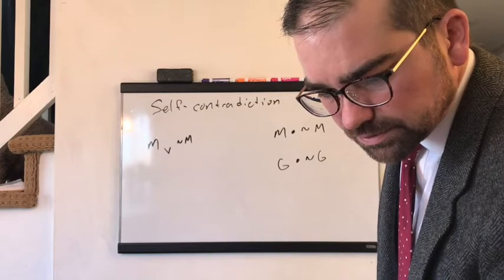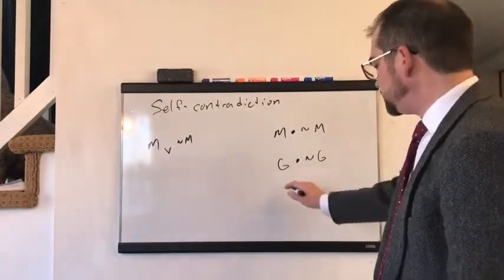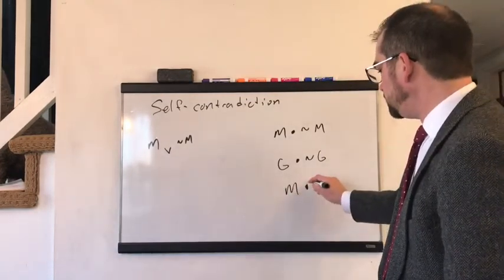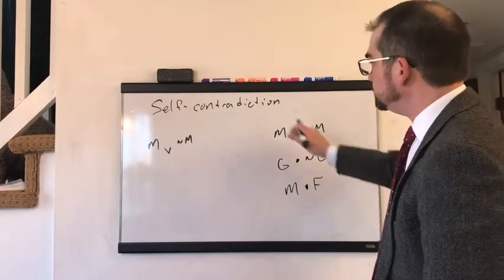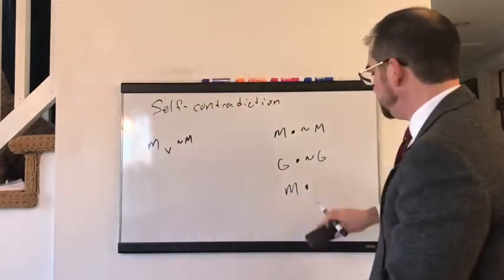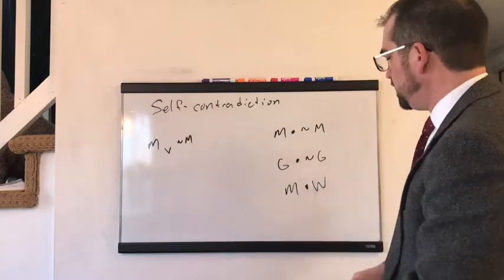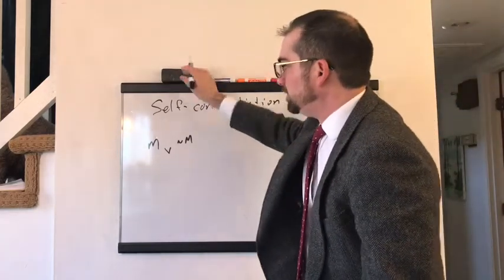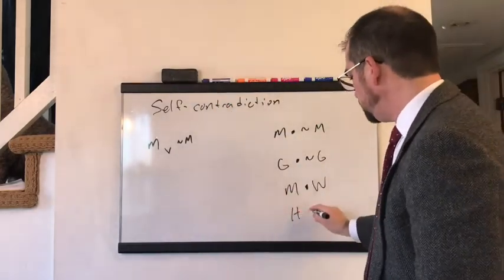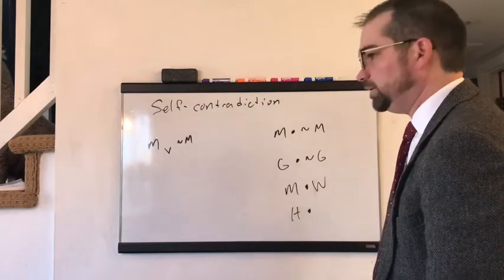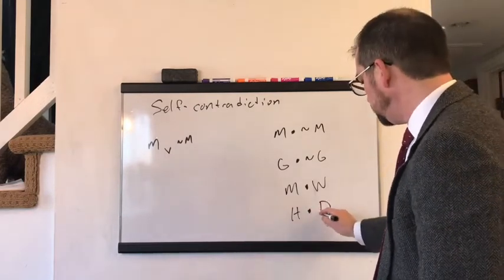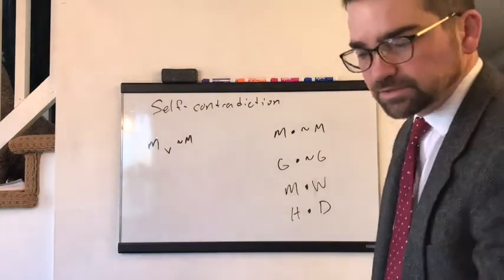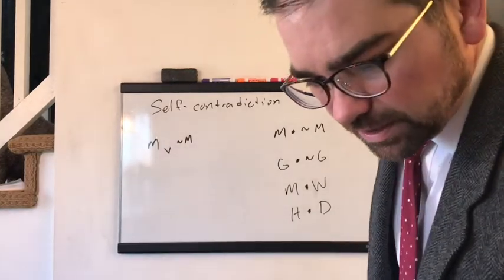What else? I wouldn't be able to say I'm a man, or excuse me, I'm not female, but... I'm a man and I'm a woman. I can't say that. I can't say I'm a human and I'm a dog. Literally, I can't say that. Okay, so those are all self-contradictions.